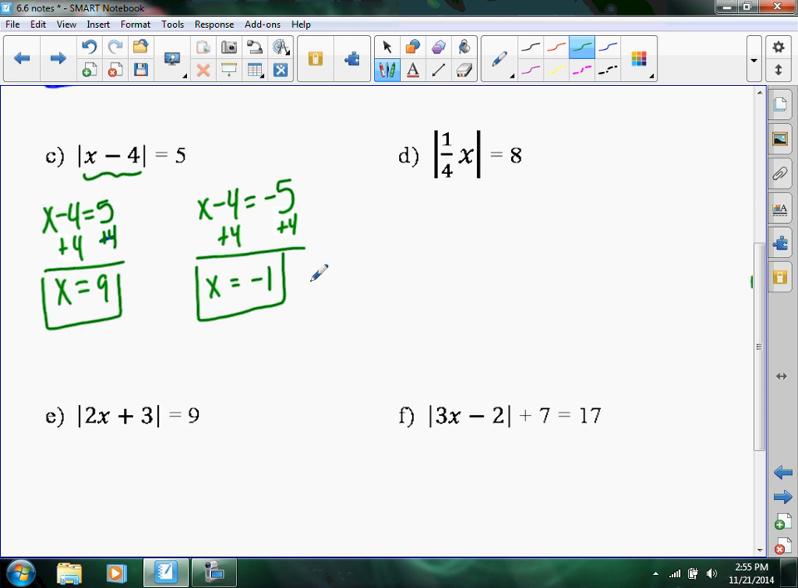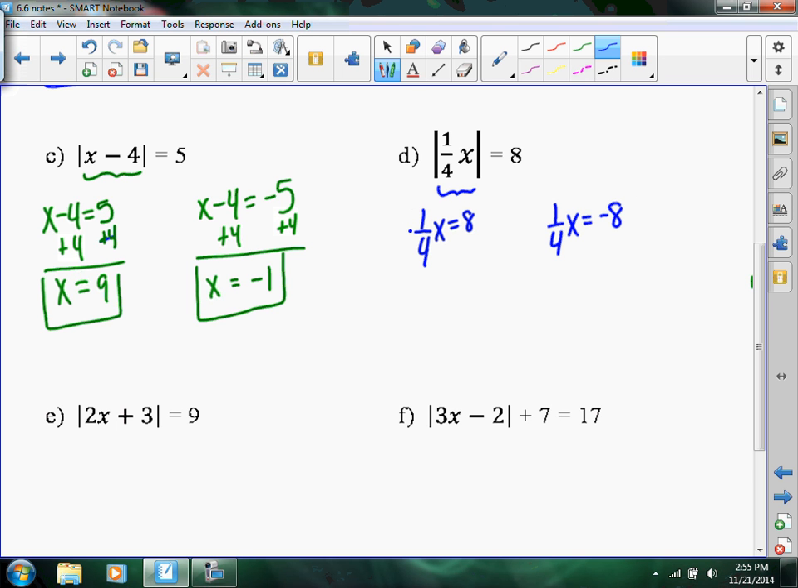Okay, now for part D, I have to get rid of that 1/4, so I'm going to multiply by the reciprocal. But again, we want to think, okay, what number if I substitute it in for the whole expression would get me 8? Well, that would either be an 8 or a -8. So I need 1/4 x set equal to 8, and I need 1/4 x set equal to a -8.